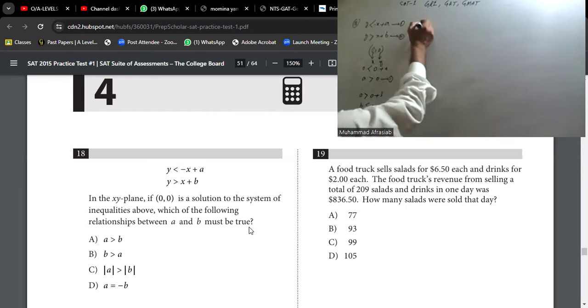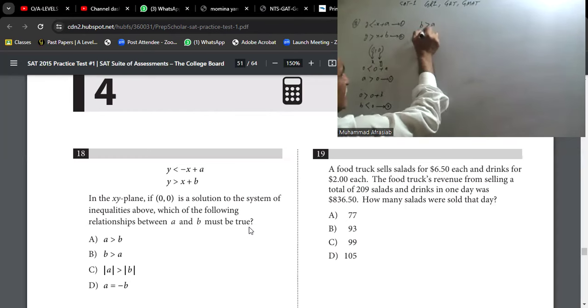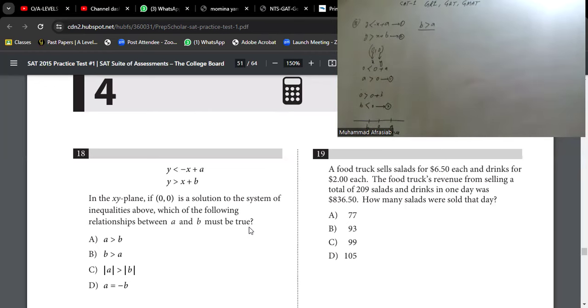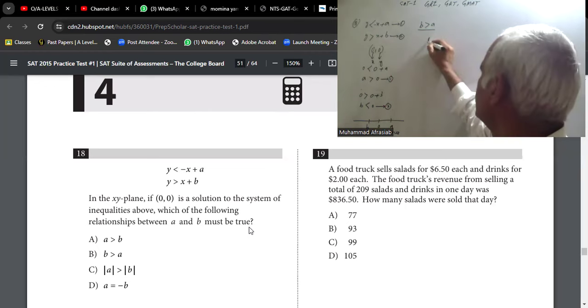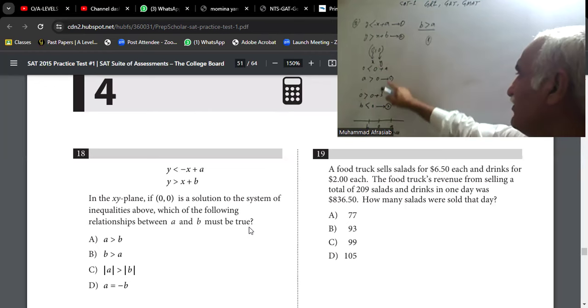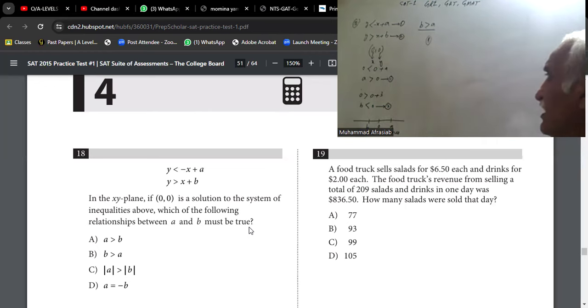Sorry, b is greater than a value. So this one is the choice B of that part, because b is negative and a is positive. So the relationship between these two is that b is greater than a. Option A is not, because a will be positive and b is negative.